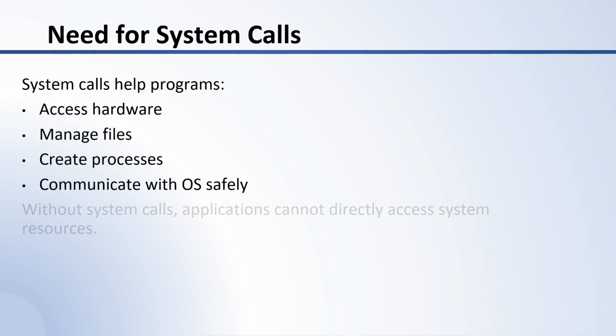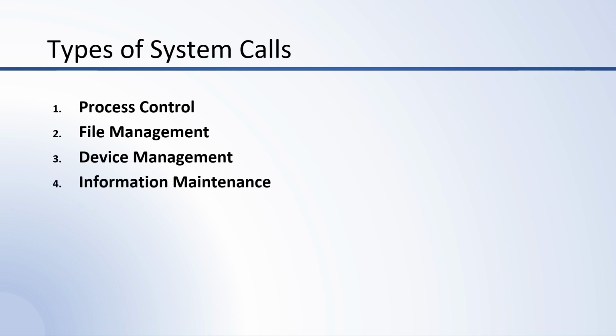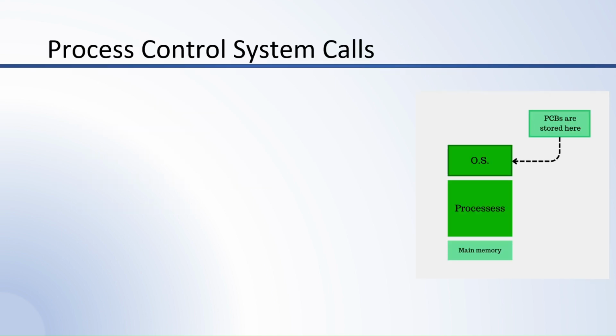Now let us understand the different types of system calls like process control, file management, device management, information maintenance, communication. Process control system calls. Process control system calls are used to manage processes in the operating system. Now first understand this clearly. A process means a program that is currently running. For example, when you open Chrome, Calculator, or MS Word, each application becomes a process. The operating system uses process control system calls to create, run, and stop these processes.